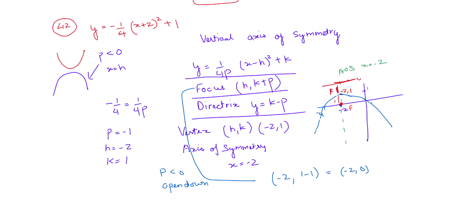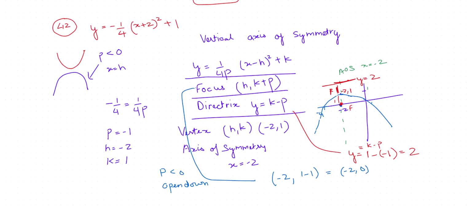Okay, basically it will be p distance above the vertex. So p was 1, or we could use this formula also, y is equal to k minus p. So k was 1, and minus p, where p was minus 1. So y is equal to 2. Okay. So p was 1.